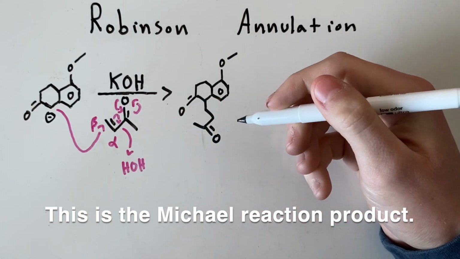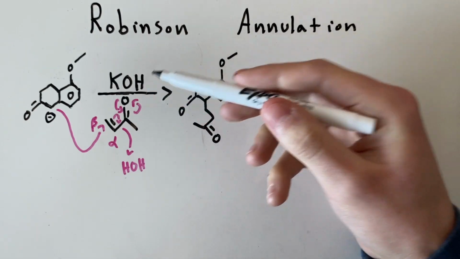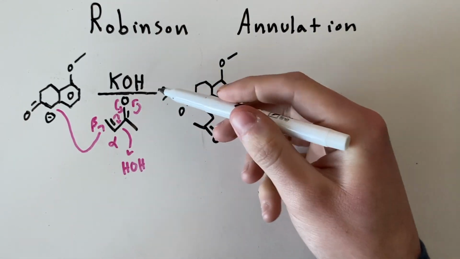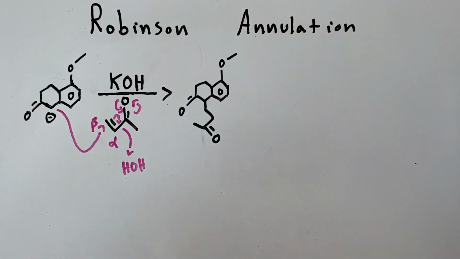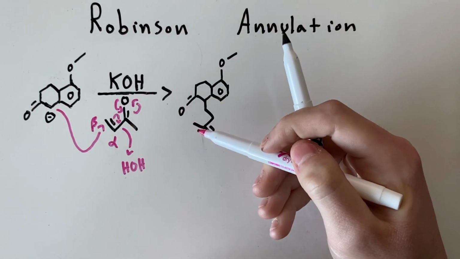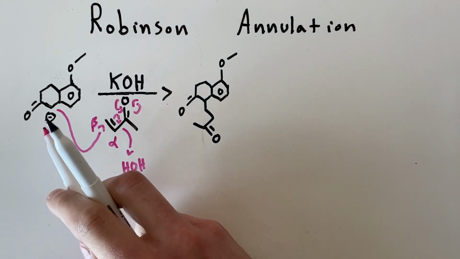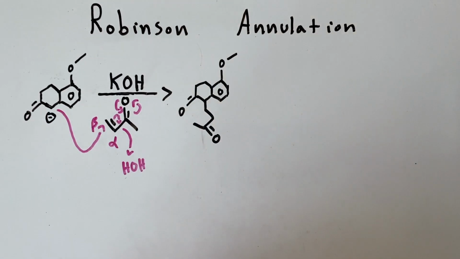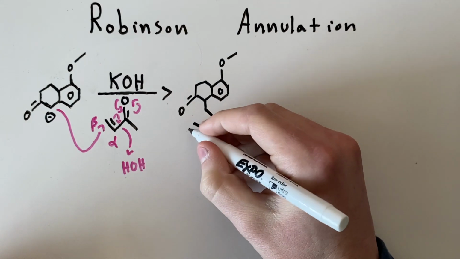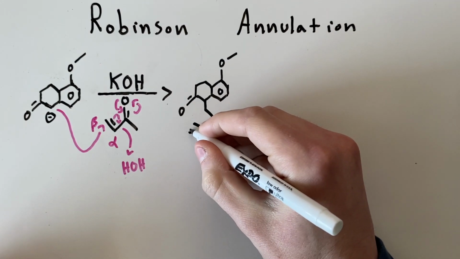So we're going to be left with something like this. And since we still have base in solution, what's going to happen is our base is just going to go ahead and deprotonate the alpha hydrogen here. This base will deprotonate alpha hydrogen here, just as it deprotonated this alpha hydrogen here. Okay, so we're going to have a negative charge, in other words.